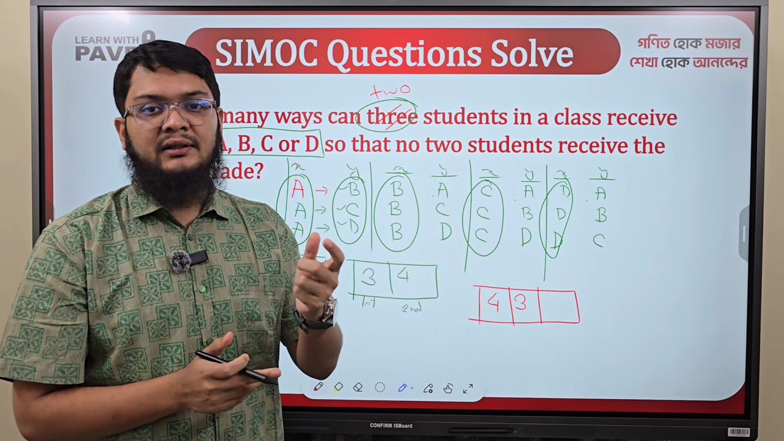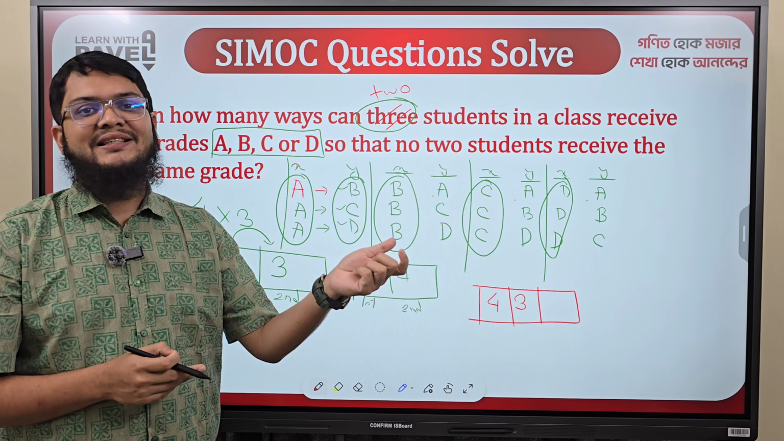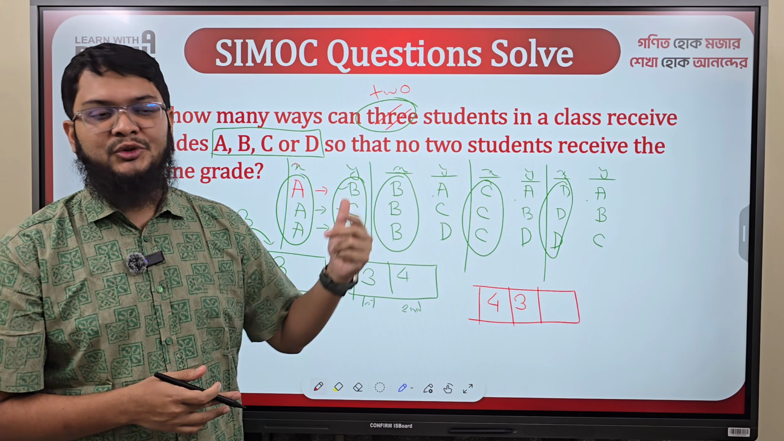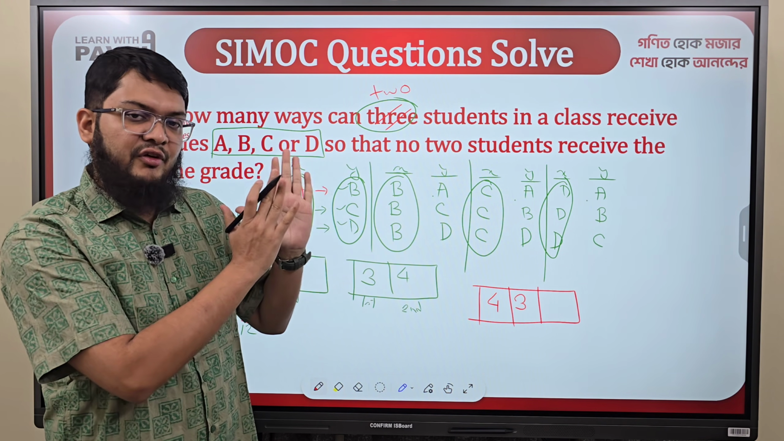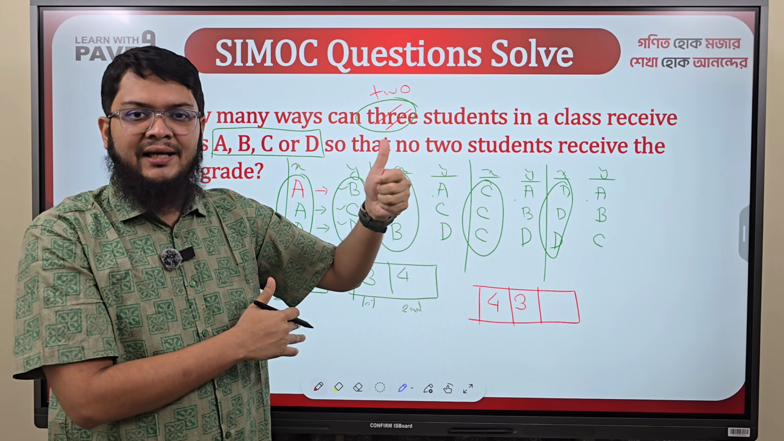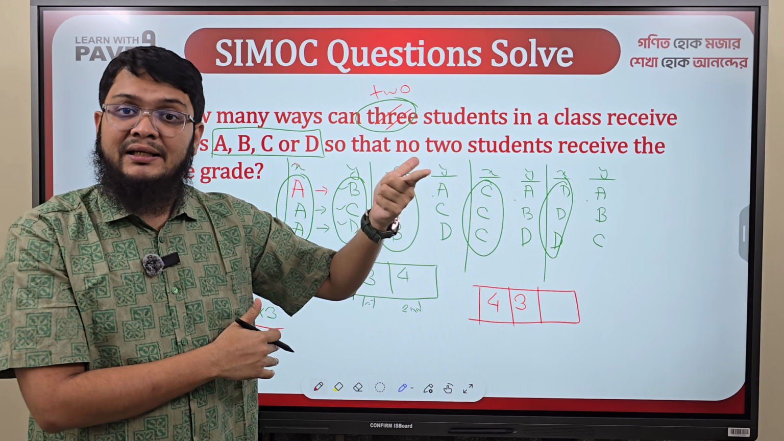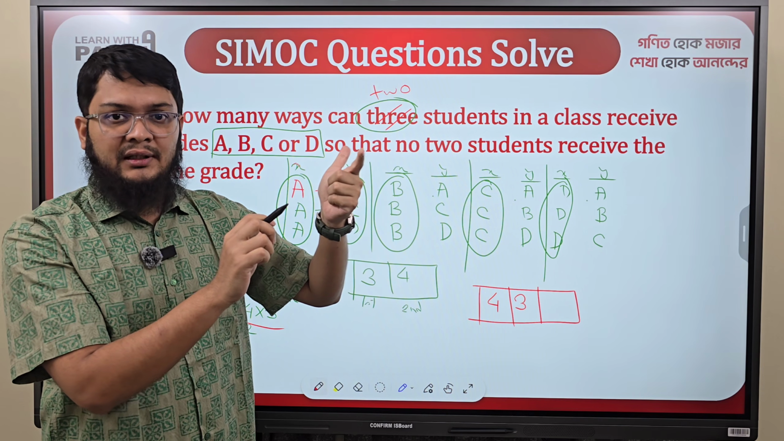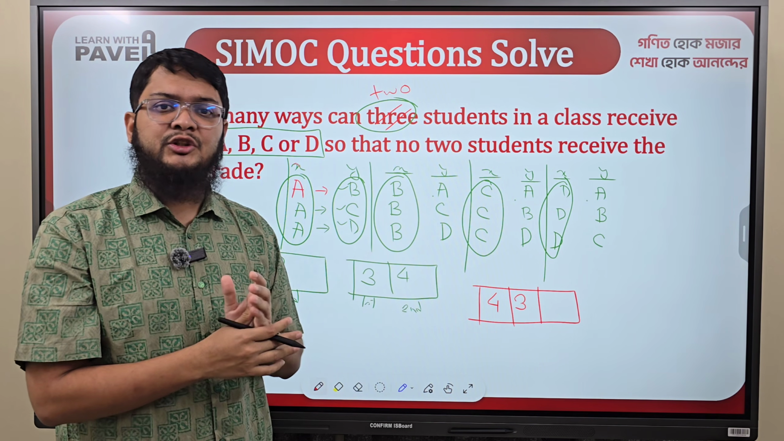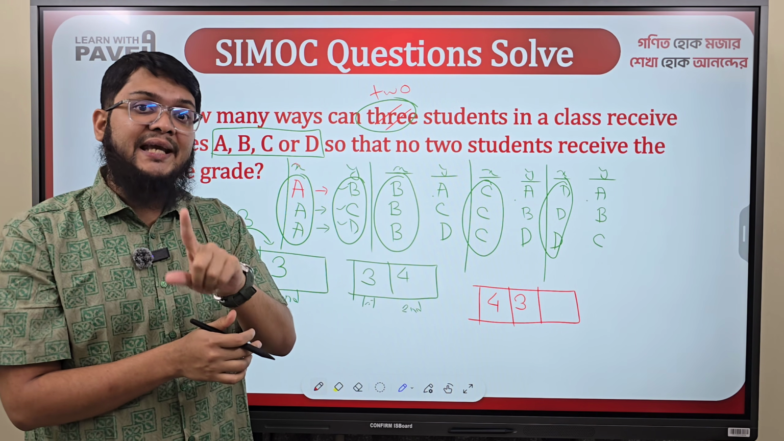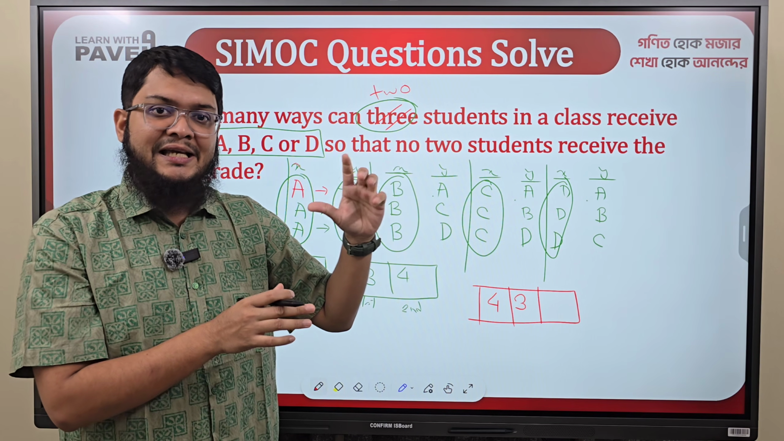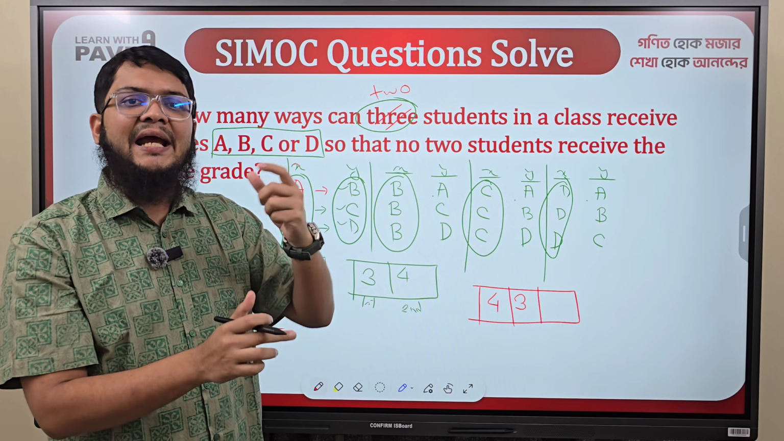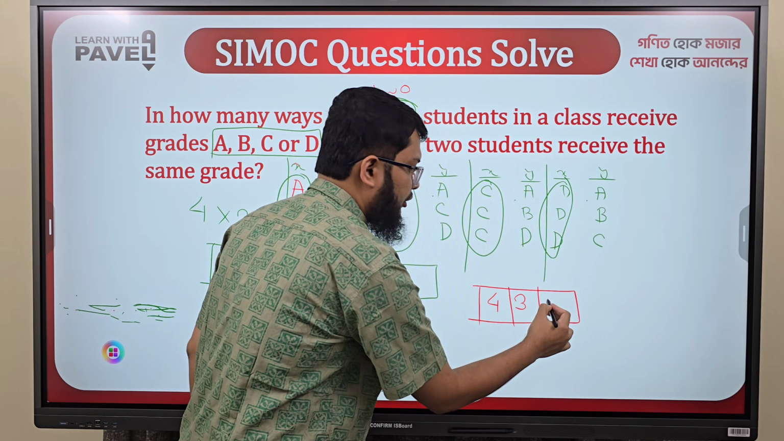Now, the third one. The third student cannot receive either of the grades of the first 2 students, right? Because if the first student receives, for example, grade A, and the second student receives grade B, then the third student cannot receive grade A and B. Likewise, whatever grades the first 2 students receive, the third student cannot receive those 2 grades. He can receive any one of the other 2 grades. That means he has 2 options.